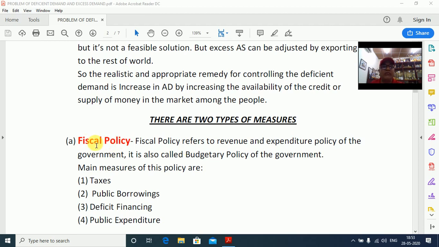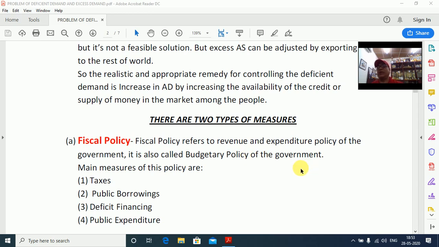First is called fiscal policy. Fiscal. It is not physical. It is fiscal. Fiscal means related to finance. And what is fiscal policy? You might have studied the government budget. In the government budget, we talk about the budgetary receipts and budgetary expenditure of the government, and that is called fiscal policy. So fiscal policy talks about the government's revenue policy and government expenditure policy. So fiscal policy refers to the revenue and expenditure policy of the government. It is also called the budgetary policy of the government.